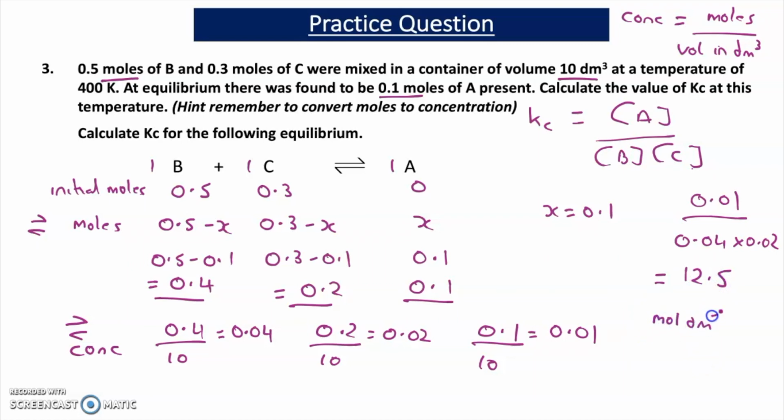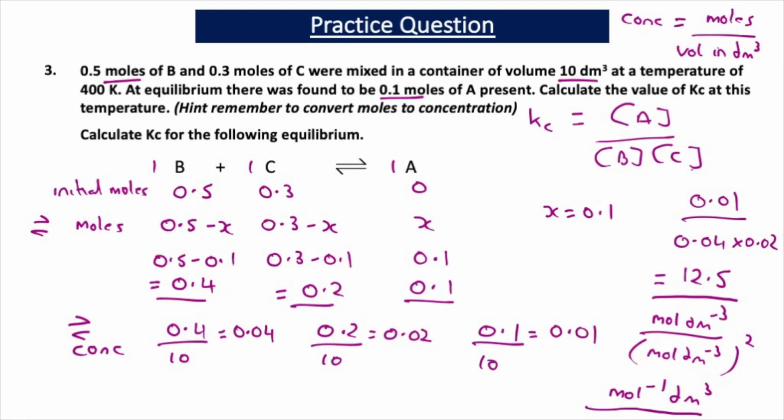Now to work out the units, I just substitute in the units of concentration here. So I have moles per decimeter cubed divided by moles per decimeter cubed times moles per decimeter cubed. So I have moles per decimeter cubed over moles per decimeter cubed squared. So if I cancel out the concentration terms on the top and the bottom, I get units equal to 1 over moles per decimeter cubed, which can be simplified as moles to the minus 1 dm to the 3. So my final answer is 12.5 moles to the minus 1 dm to the 3.